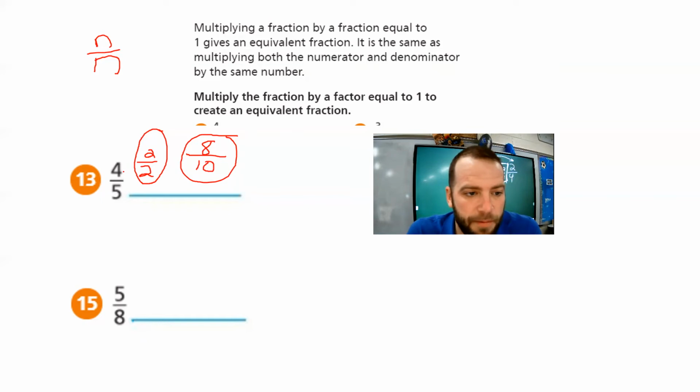So another easy option is just putting zeros. You could have said 40/50 because that's equal, right? Let's do that here. 50/80. So what did we multiply by? We multiplied by 10 over 10.